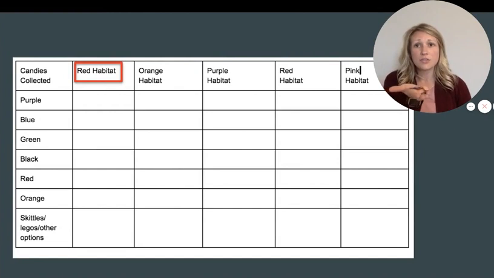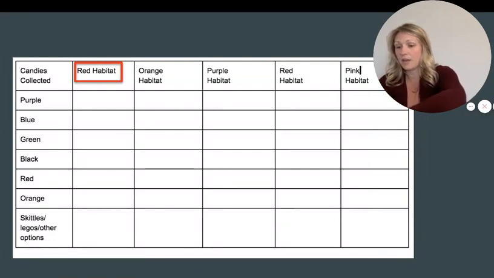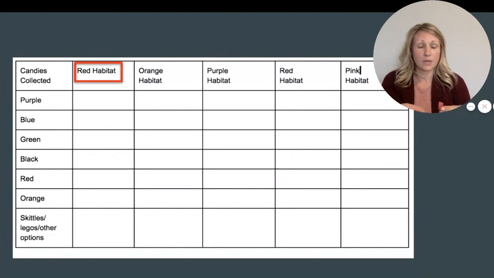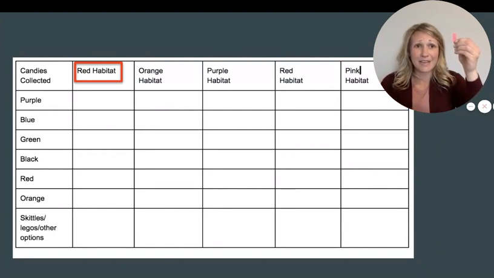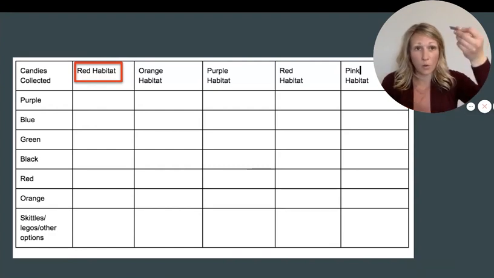So I used the red habitat first, and now I have to count each one, and then I'm going to have to put them in here. And remember, I'm looking for the ones that have the M on them. Okay, so here's a red one. It doesn't have an M on it, so we'll talk about that in a minute. This one's blue. It has an M on it, so I have one blue. I have three blues.